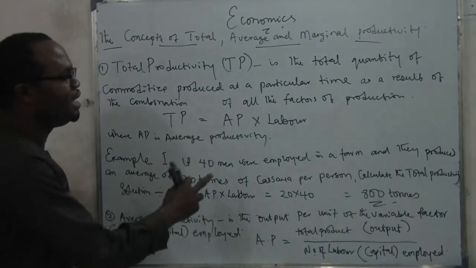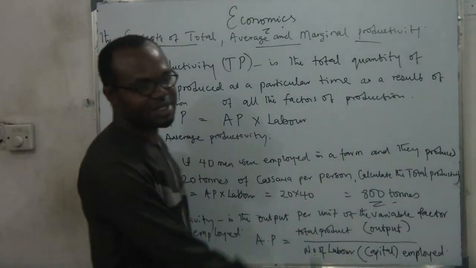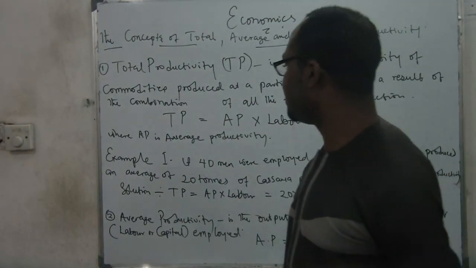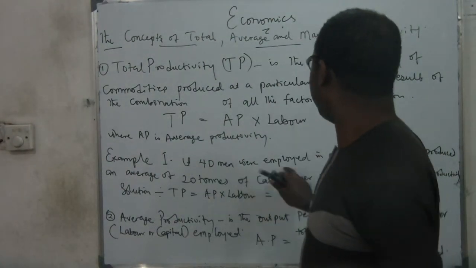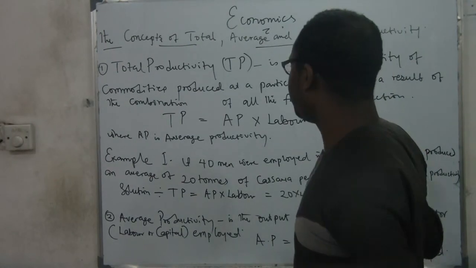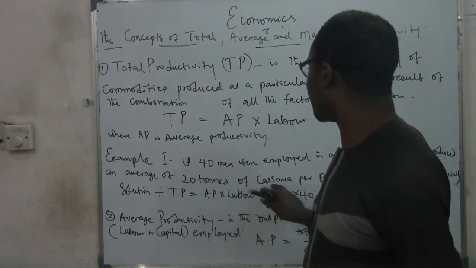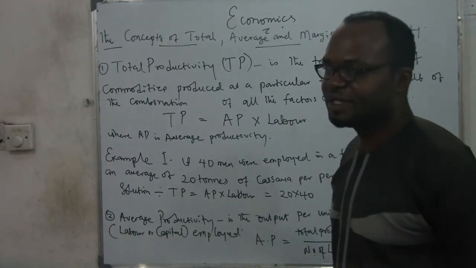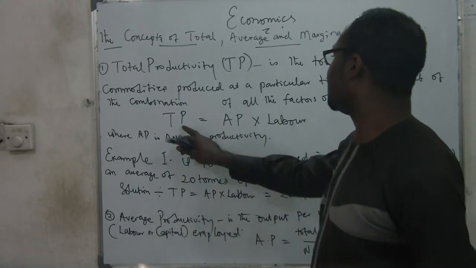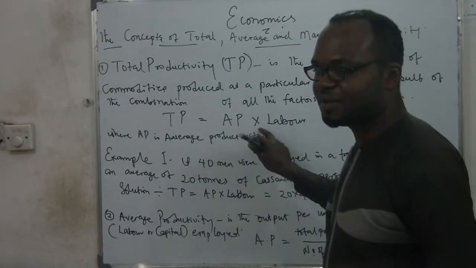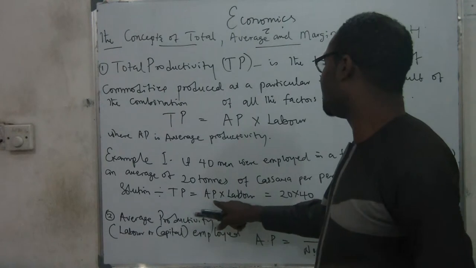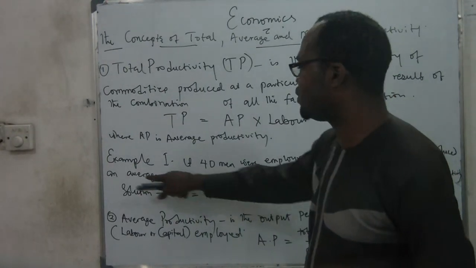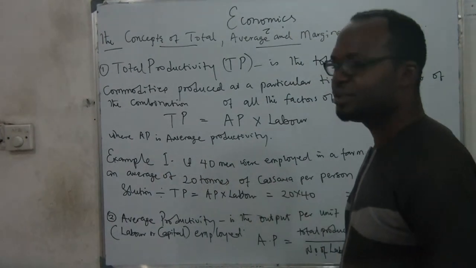It is given by the formula: average productivity times labor. That's how you get it. So that might give you a calculation like this. They will say, if 40 men were employed in a farm and they produce an average of 20 tons of cassava per person, calculate the total productivity. Very simple. Total productivity is given as average productivity times labor. So what is the average productivity of the 40 men? 20 tons.